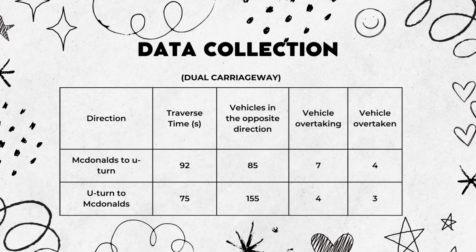This is the data collection for the dual carriageway at the McDonald's UTM Skudai. From the McDonald's to the U-turn, the time taken is about 92 seconds, the vehicles in the opposite direction are 85, vehicles overtaking 7, vehicles overtaken 4. And then from the U-turn to McDonald's, the time taken is 75 seconds, and the vehicles in the opposite direction are about 155, vehicles overtaking 4, vehicles overtaken 3.